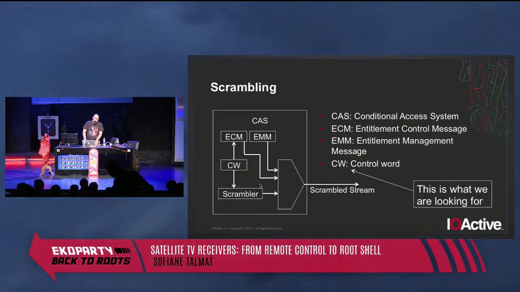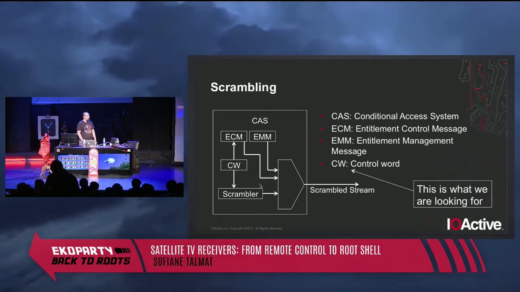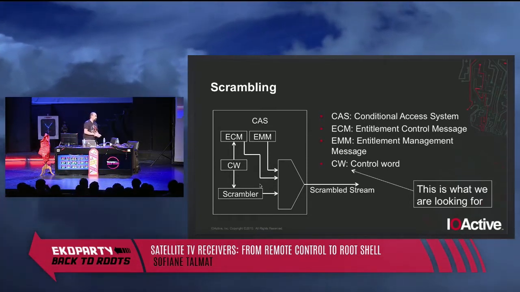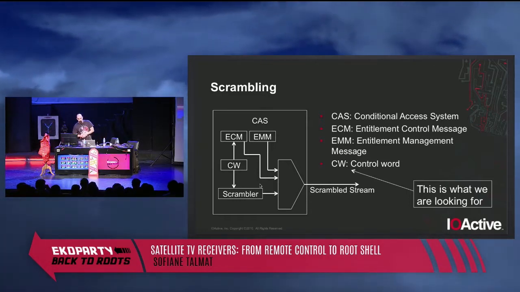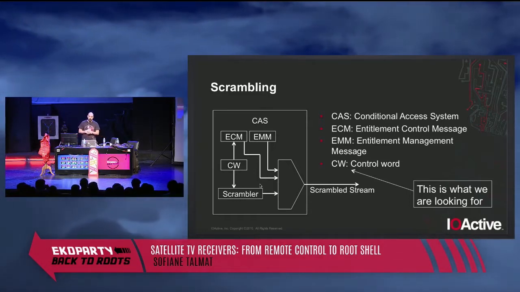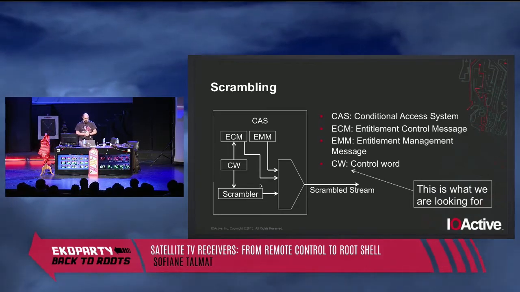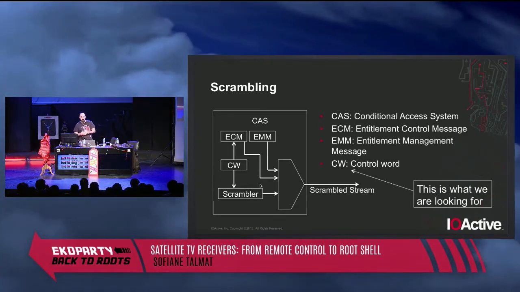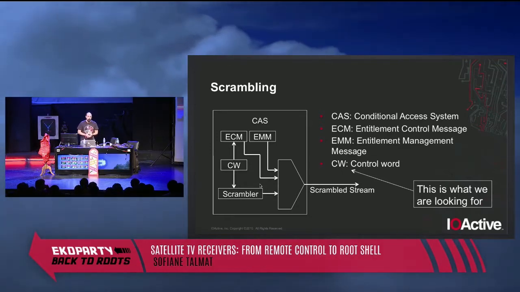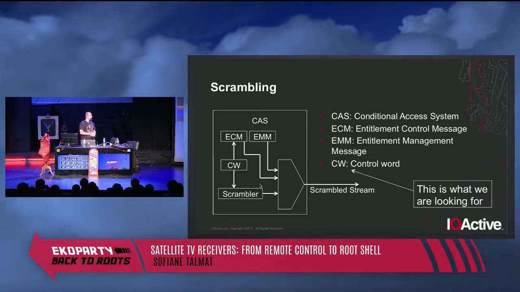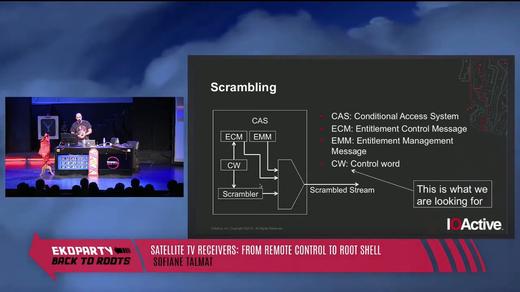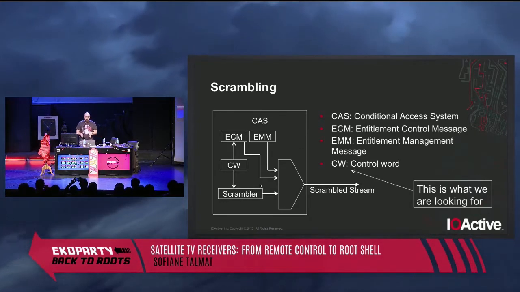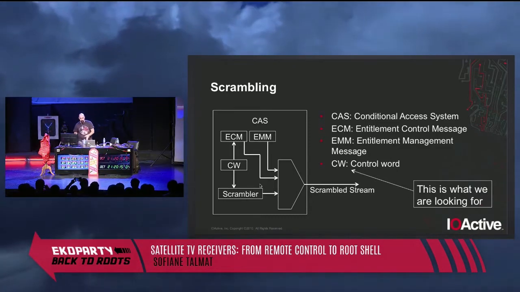Okay, so what we are talking about today is receiving channels through satellite. We are not talking about IPTVs or things like this. It's about the signals that we receive through satellite. So, how those pay TV got scrambled and how the system works, and we will be talking about some attack vectors, and this is the main reason why those satellite boxes are just joining the Internet of Things.